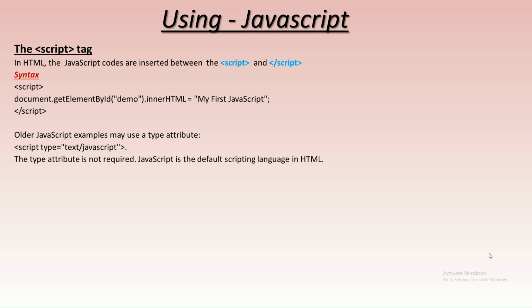In older JavaScript examples, we used an attribute named type equals text/javascript, and the type attribute is not required now. So JavaScript is the default scripting language in HTML.